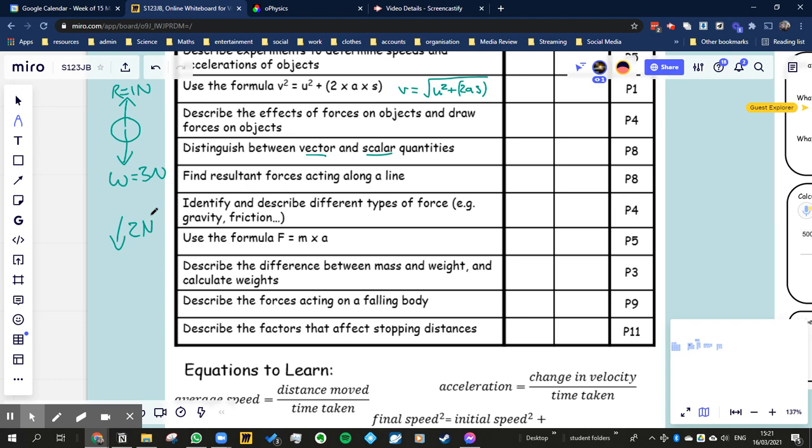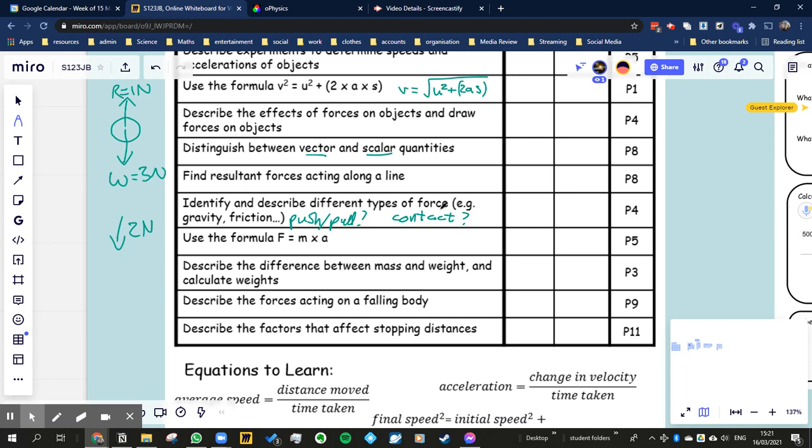Identify and describe different types of force. Well, you probably want to be talking about, is it a push or a pull? And is it a contact or a non-contact force? What that means is some forces don't need to be touching anything to apply the force. So gravity, if there's a ball floating in the air, it's going to feel the force of gravity. There's nothing touching it though, so that's a non-contact force.